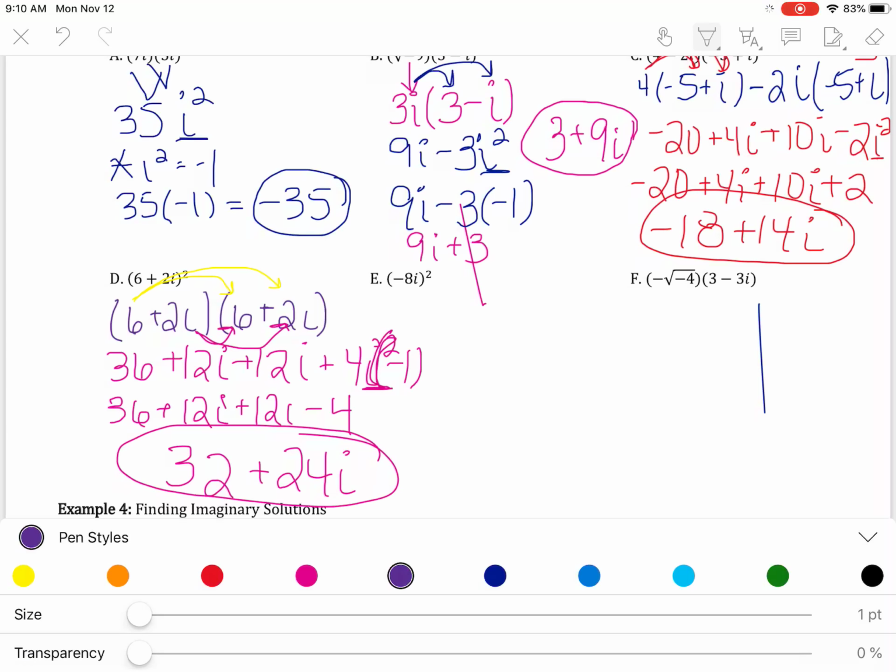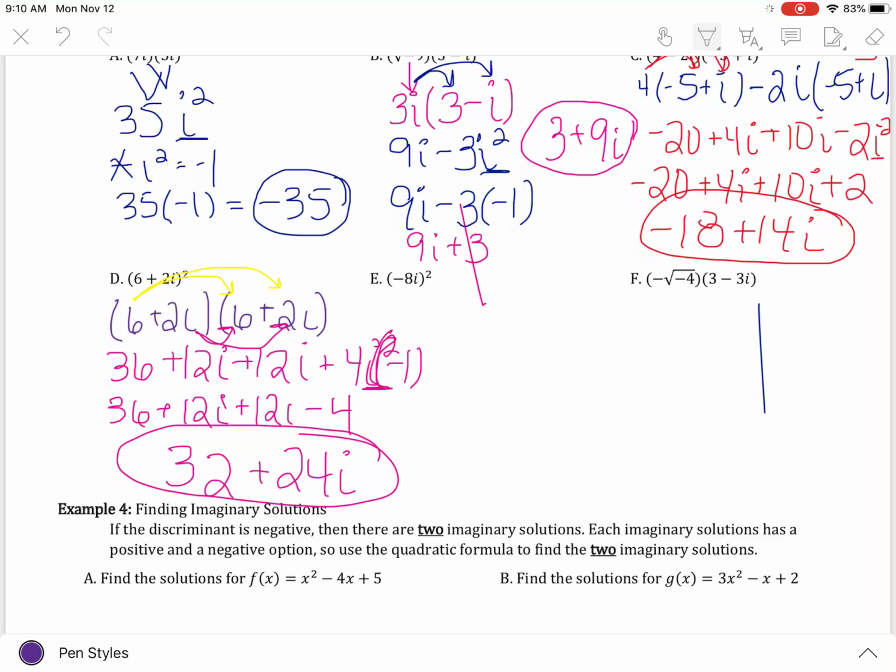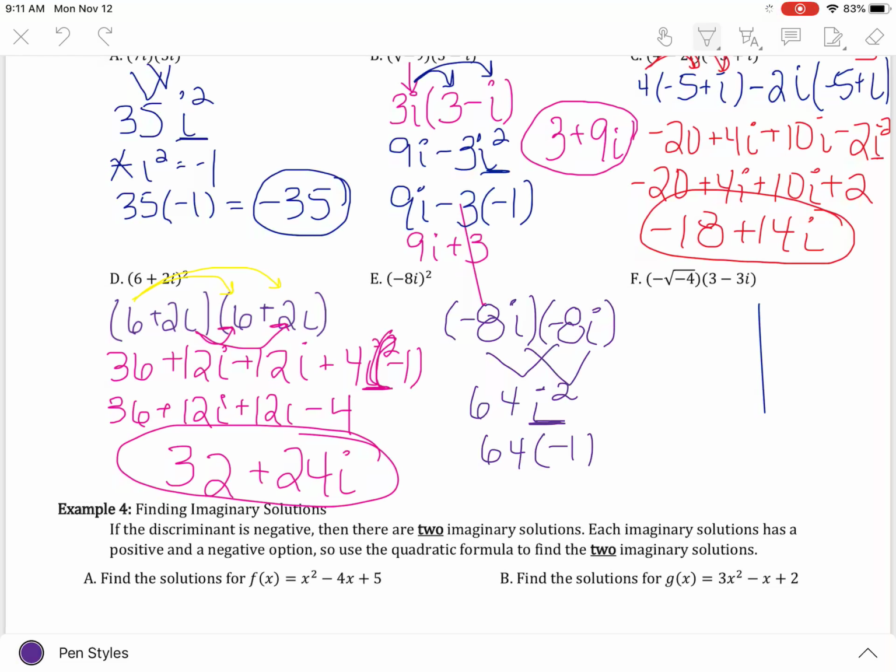With letter E, remember, this little exponent means that you have two things timesing each other. You have negative 8i times a negative 8i. Negative 8 times negative 8 is a positive 64. i times i is an i squared. i squared is the same thing as if you had a negative 1. So your final answer after you multiply positive 64 times a negative 1 is a negative 64.